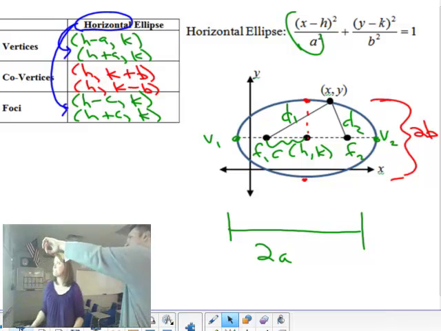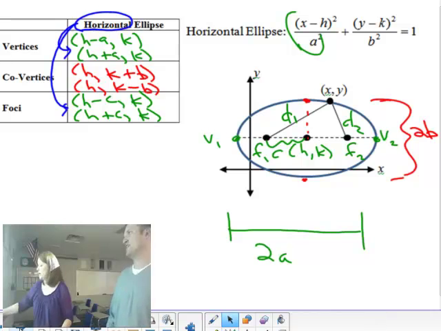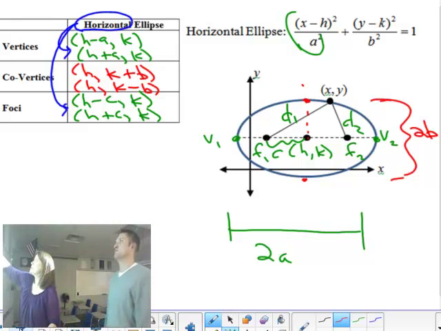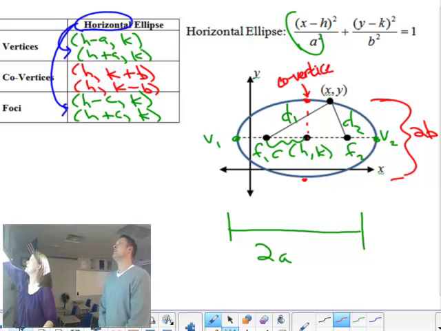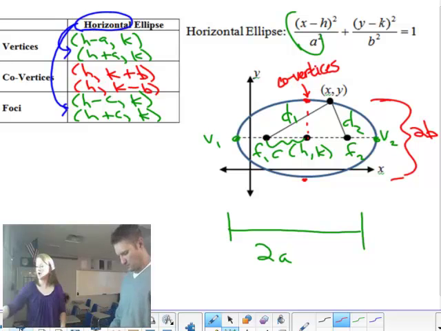Can you label those co-vertices for me real quick? I forgot. Oh, yeah. Sorry about that. That's on me. That's all right. I forgot to talk about my equations. She's got my back. Co-vertices. I'm not sure I labeled them on mine either. Oh, okay. There we are.